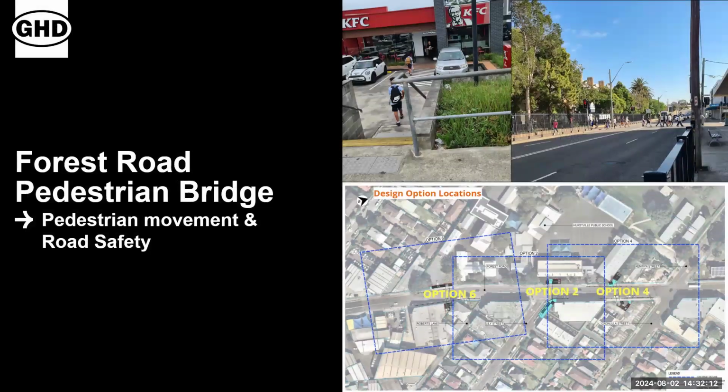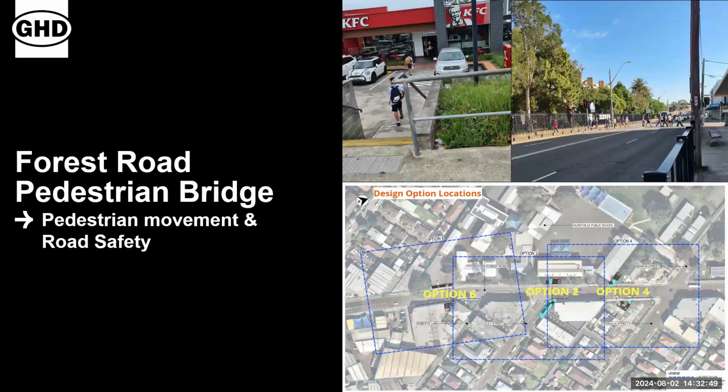Another project that I have been involved with was the Forest Road pedestrian bridge project. Here, there is Forest Road and then Lily Street. In 2019, there was a vehicle turning left where a school kid was crossing the road, and there was a collision, and the school kid died on the spot. So the whole idea of this project was, how can we make that crossing safer?